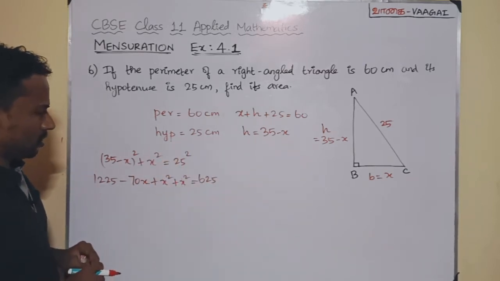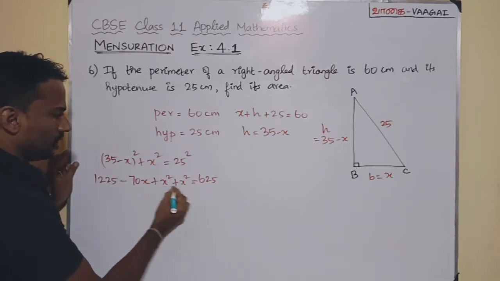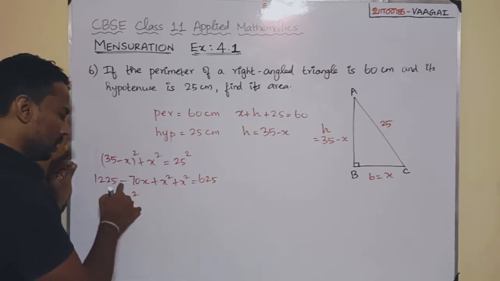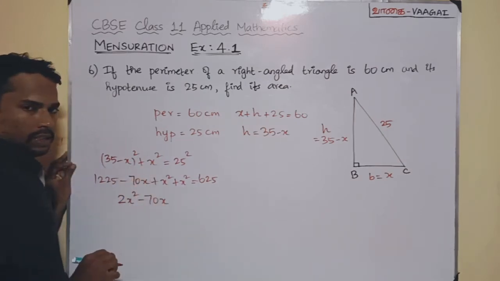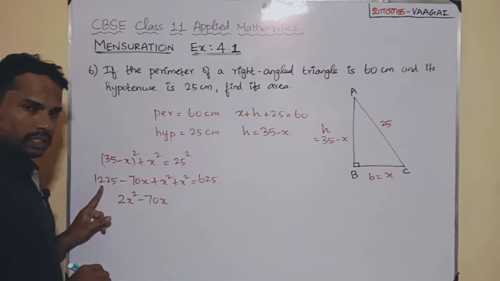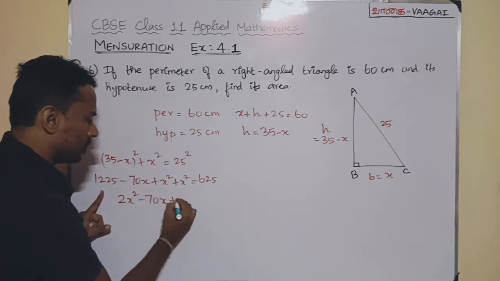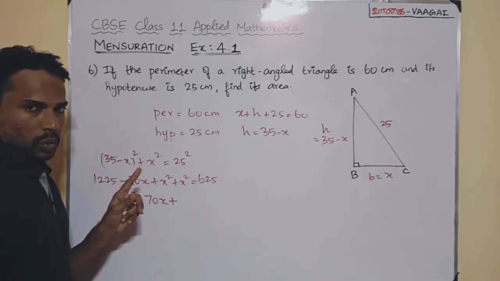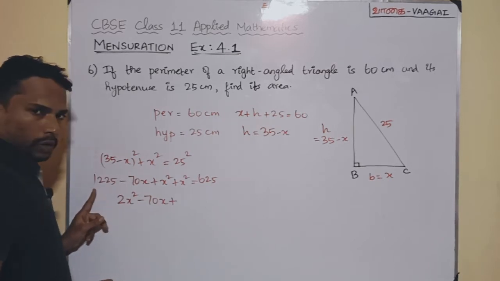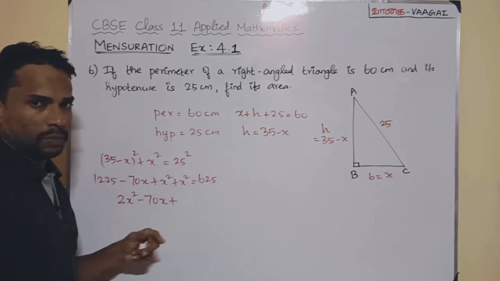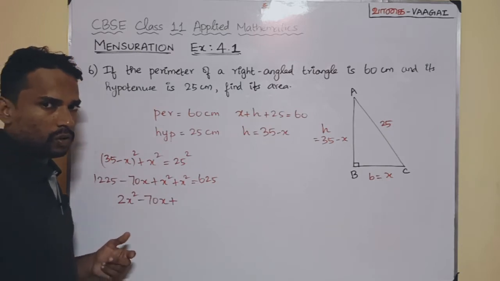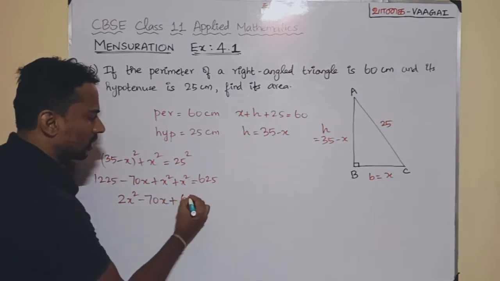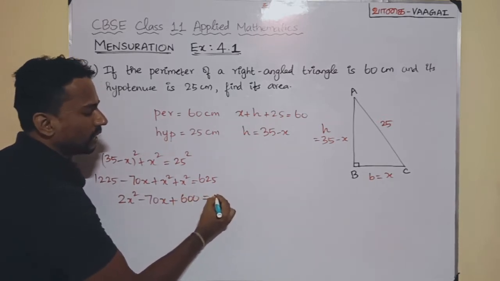Let's continue. Now I will be having here 2x square, because x square plus x square will become 2x square. Here minus 70x. Then what I will be having? I will be having plus 1225, right? So plus 1225. This 625 comes to the left hand side. So now we will have 1225 minus 625. That will give you how much? 1225 minus 625 will exactly give you 600. Plus 600 is equal to, right hand side will have only 0.